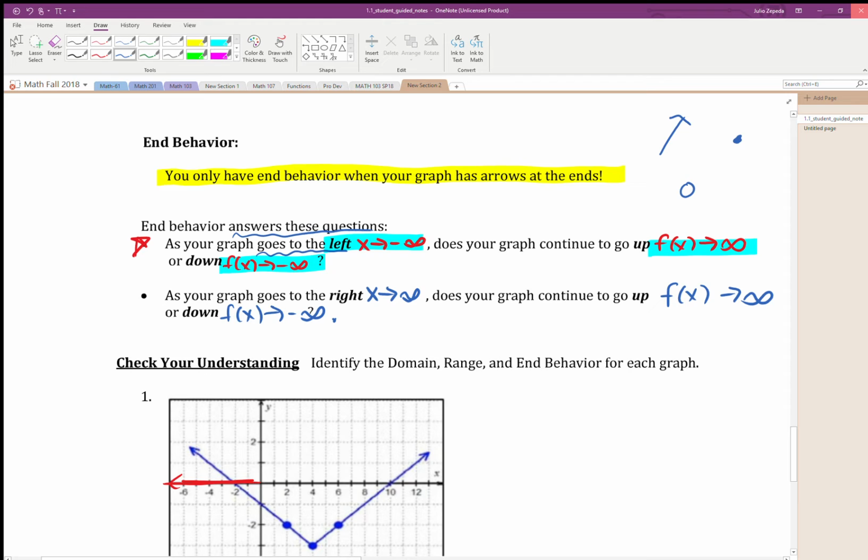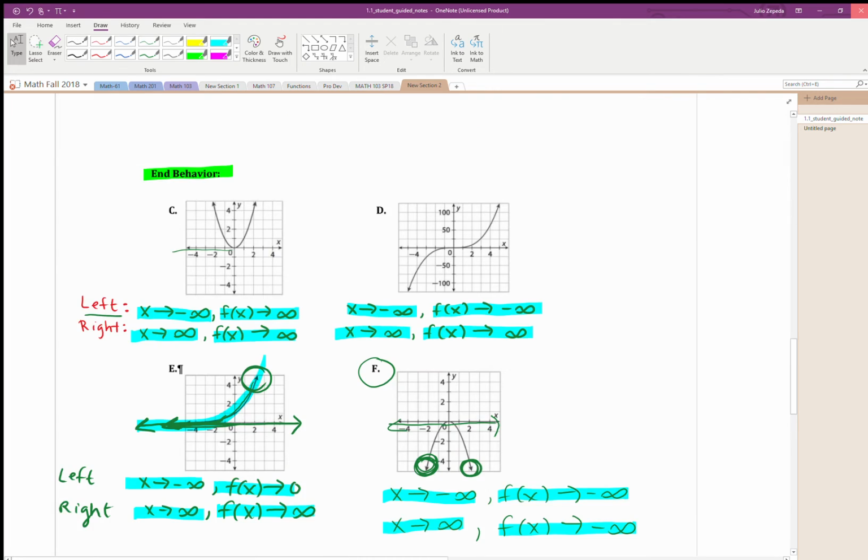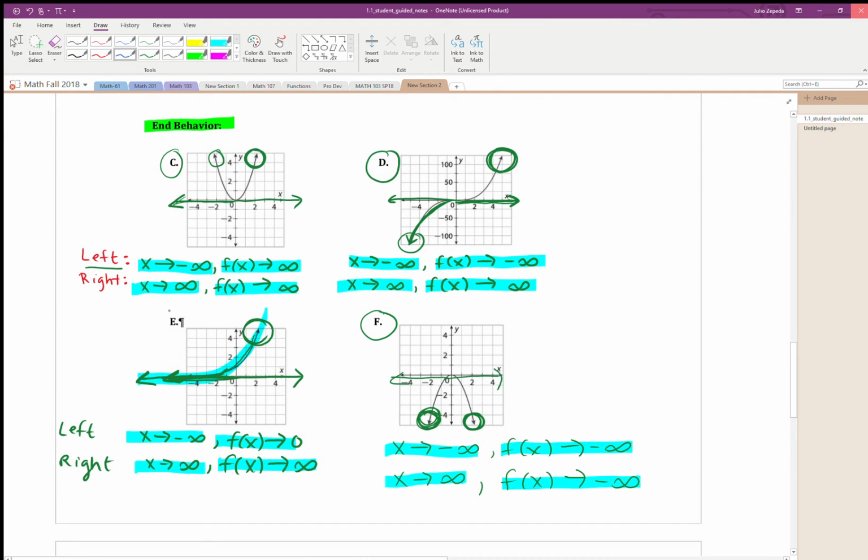Most of the graphs you're going to see, it's going to be either positive infinity or negative infinity. Occasionally, back to that last example, you'll have one like part E where it doesn't quite go to negative infinity, it just flattens off, and in that case we said it's just going to 0. It's going to stop there. It's not going to get smaller from that point.